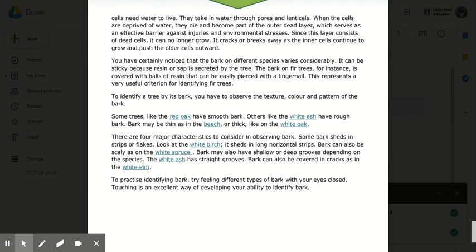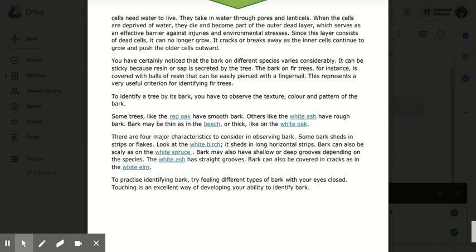Okay, so some trees have smooth bark, like the red oak. Others, like the white ash, have rough bark. So I'd like you to say either smooth or rough when you're assessing. You can feel it. You can kind of tell by looking as well. Some bark is thin, such as the beech, or thick, like the white oak, and maybe you can kind of assess that from the feel of it as well.